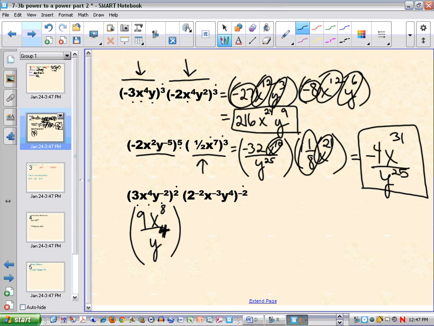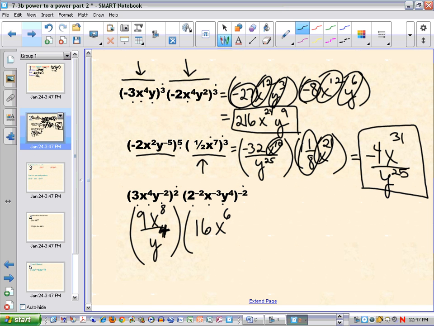Second one, we're going to apply this negative 2 to all three factors in parentheses. So we have 2 to the negative 2 to the negative 2. So power to a power multiply would be 2 to the 4th. That would give us 16. X to the negative 3 to the negative 2. Power to a power multiply.